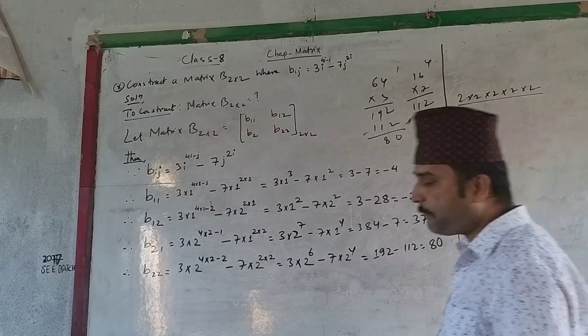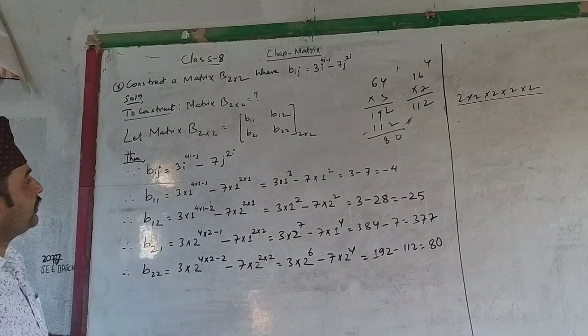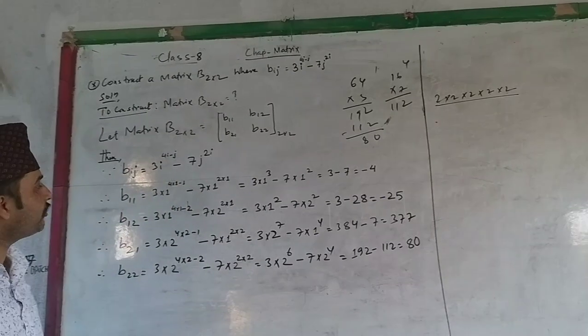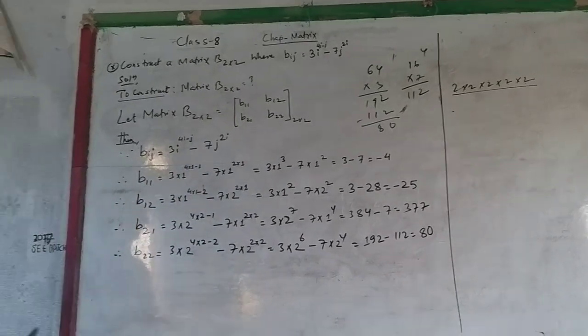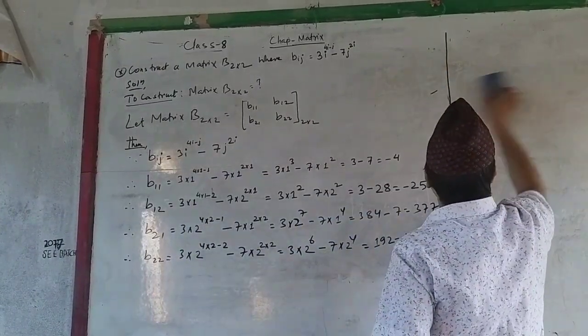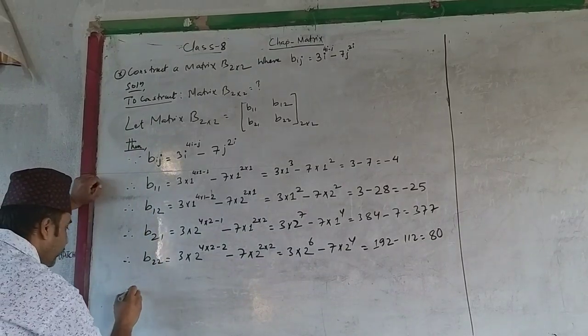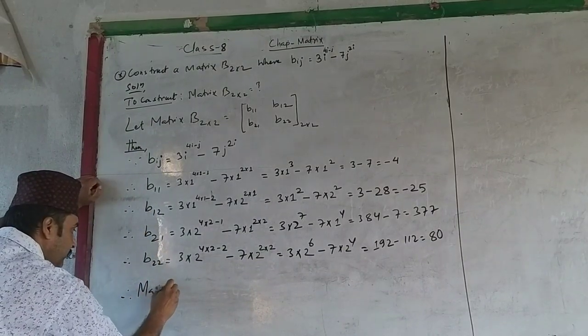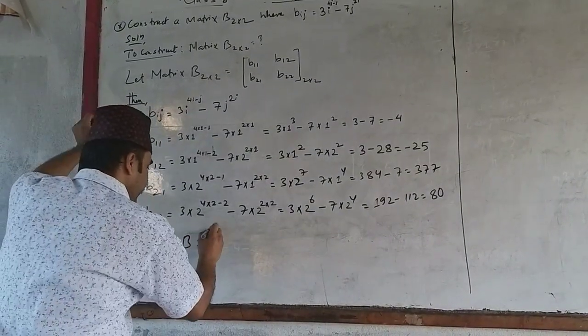80. So we have found all the elements, all the elements of matrix B. These are difficult questions because the question is not there directly. So we have constructed this matrix. So finally, the answer of matrix B. Therefore you can write matrix B equals to, you have the elements over there, you can write this also.